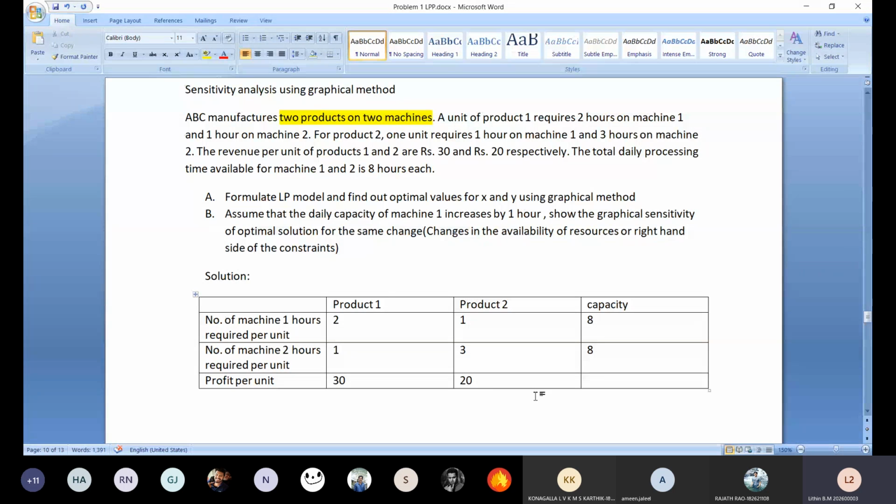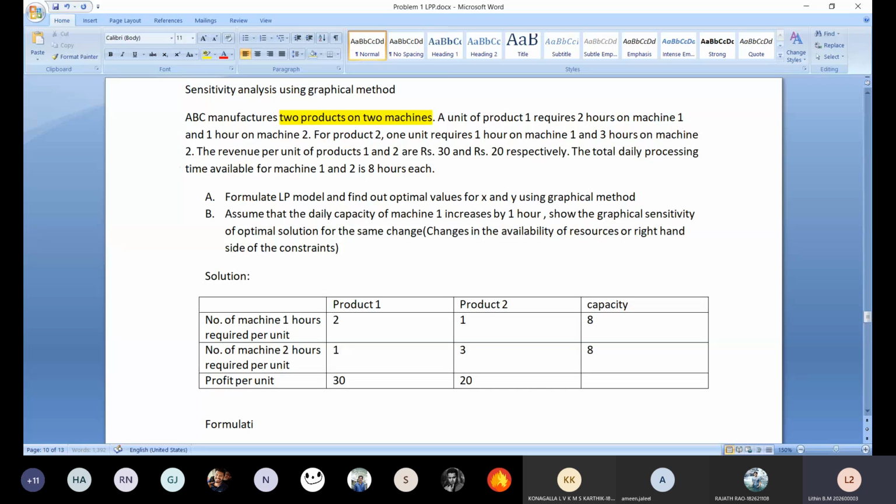Once this is written, we have to write the profit component which they have given, that is 30 and 20. Then they have also specified the capacity. So the capacity of machine 1 is 8 hours and the capacity of machine 2 is 8 hours again. See, you don't have to put this table forward in the examination. If you could understand the problem, then that is fine. But I have put it forward just to make you guys understand, as simple as that. So now we shall go for formulating the LP model.